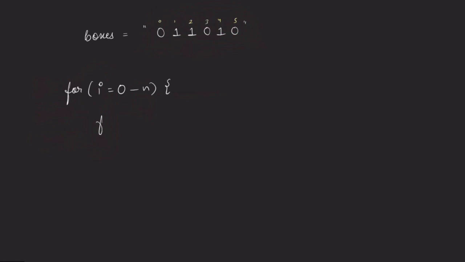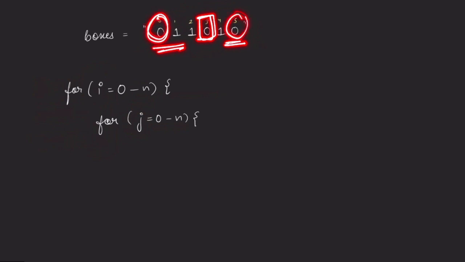And then inside this, we will check all the other boxes. So we will run another for loop of j starting from 0 till n. Why is j going from 0 all the way till the end? Because when we are at this particular index, we need to check boxes on the left as well as on the right. So that is why j is always starting from 0 and going till the last index.